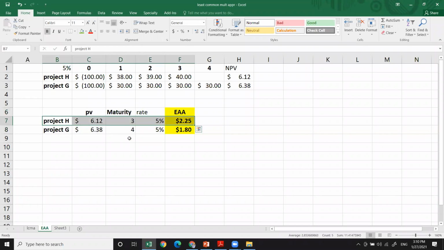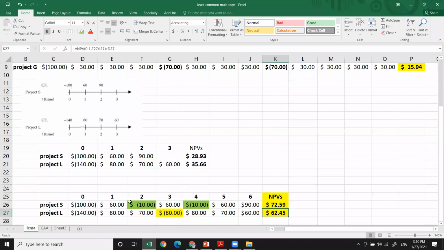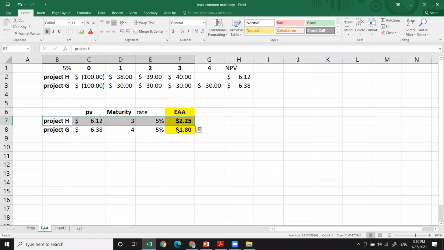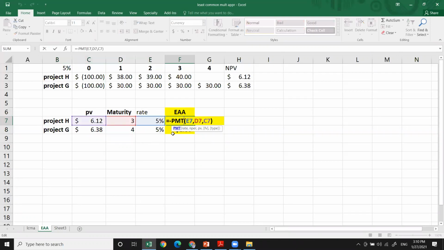So when we did the least common multiple approach, we selected project H as well. And we select it here as well, calculating the annuity. And I'll show you how to calculate the annuity with an Excel function as well. It's just a payment, but put the negative number, because when you calculate the payment with a present value, it just calculates directly and gives you the negative number. If you can see here, it's just a matter of the Excel function, nothing to do with the calculations itself.